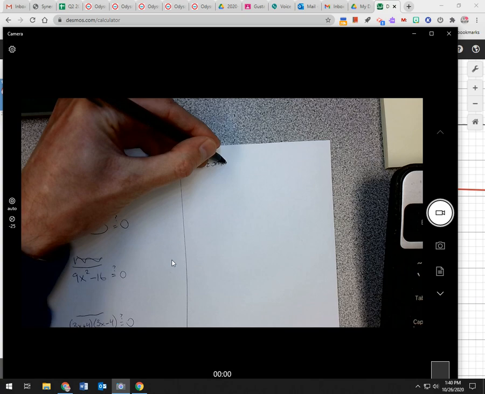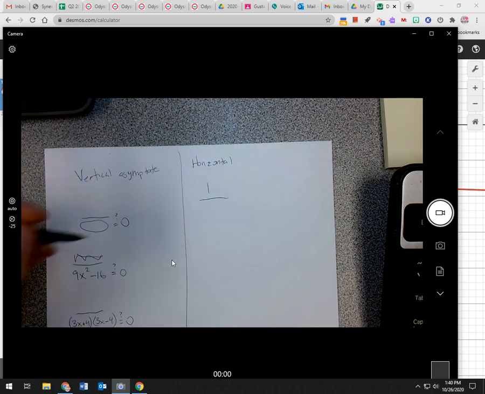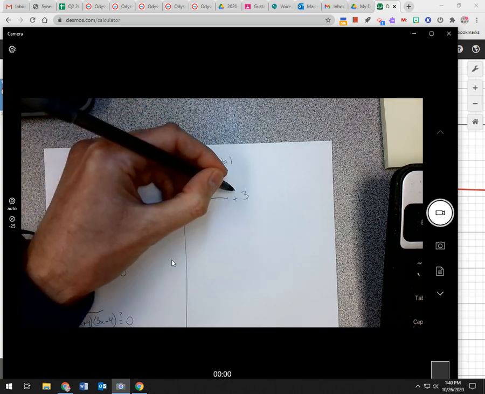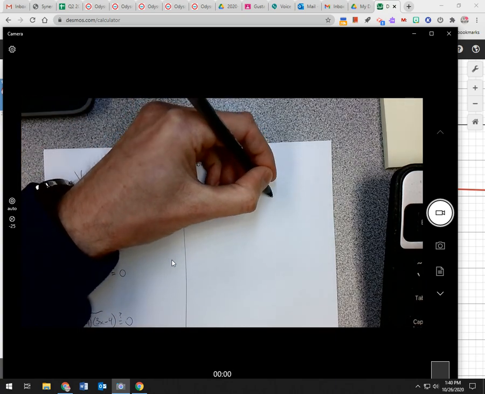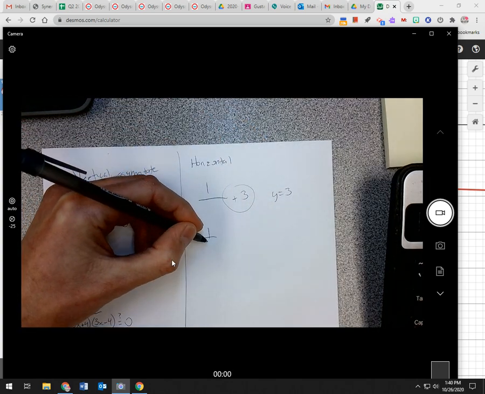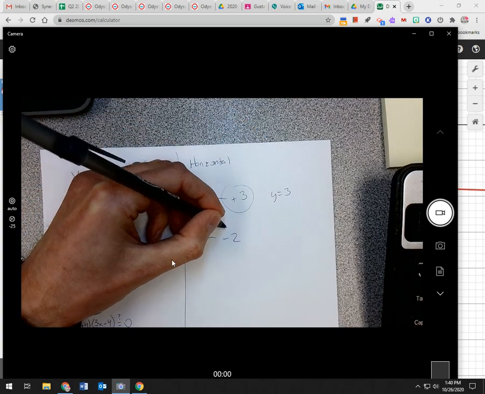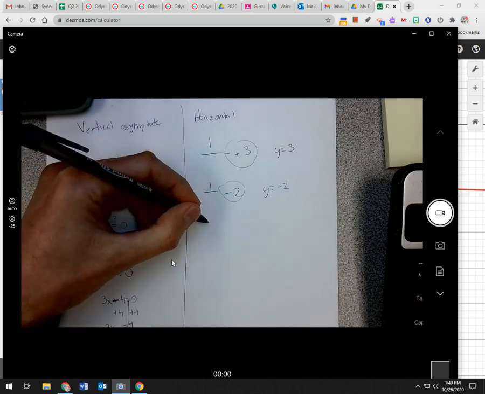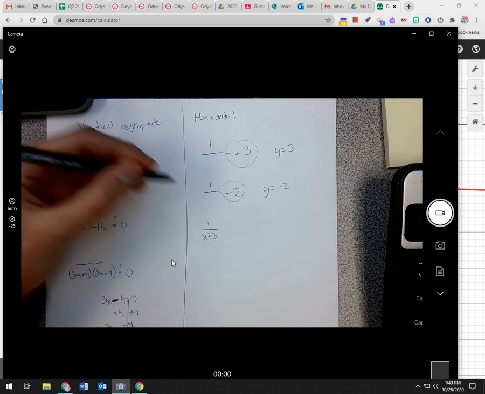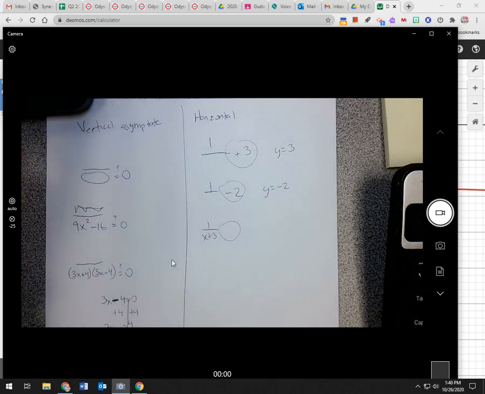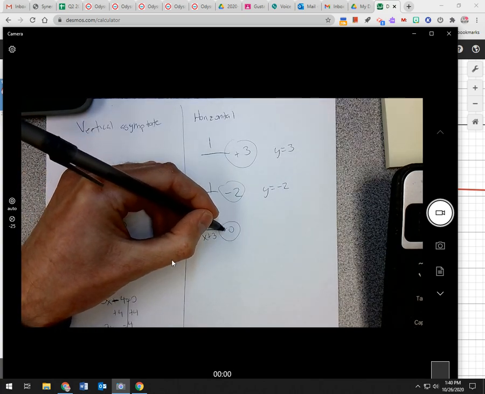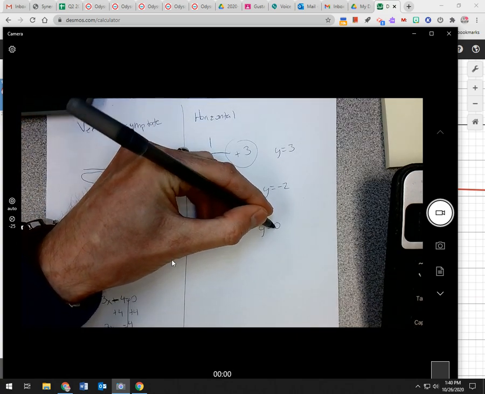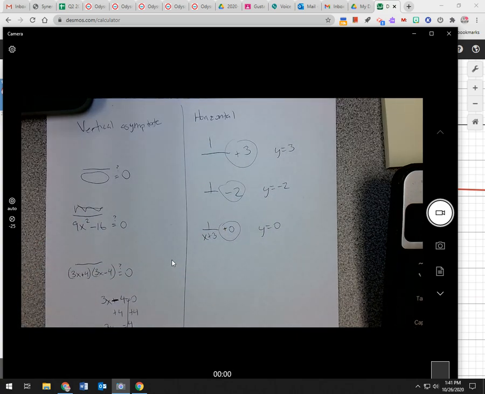Horizontal. If it's 1 over something, whatever's being added to the end, plus 3, that's the horizontal asymptote. If it's 1 over something minus 2, that's the horizontal asymptote. If there's nothing there, we can always add 0. You can always do plus 0, it doesn't change anything. So the horizontal asymptote would be y equals 0.